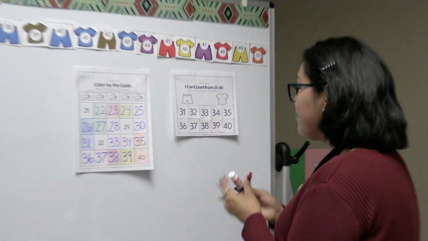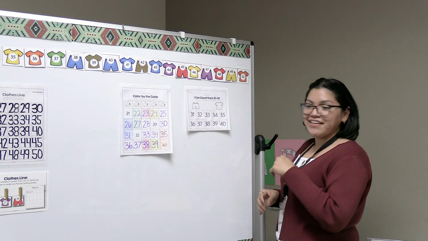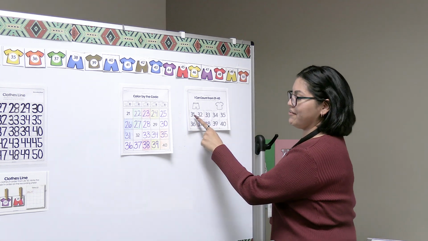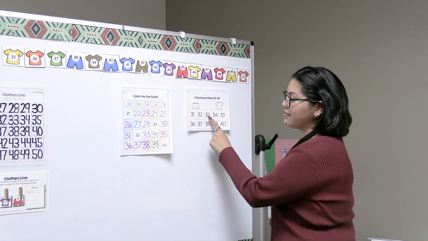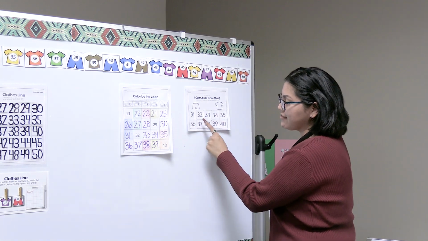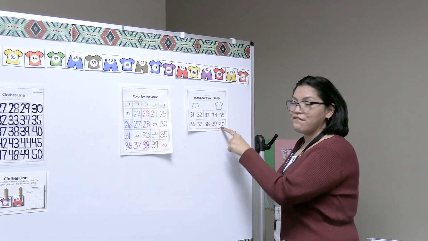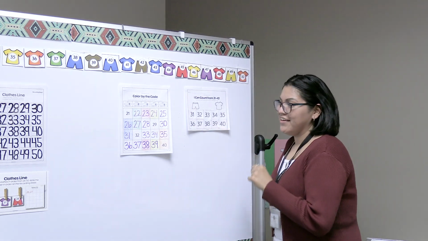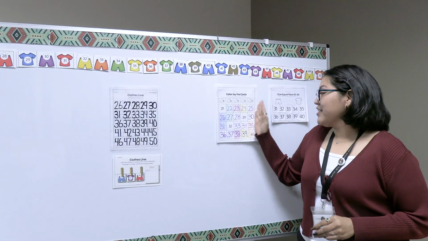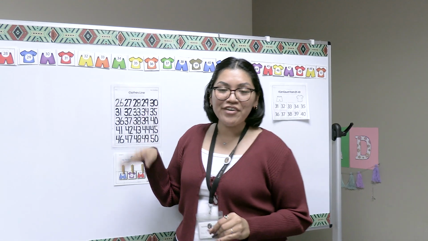Okay, so we pasted all of our numbers, 31 to 40, so let's say them together. Everyone ready? Okay, so we have 31, 32, 33, 34, 35, 36, 37, 38, 39, 40. Awesome. Okay, so we finished our worksheets. You guys can do this one at home. And remember, you can always do your center at home for extra practice.